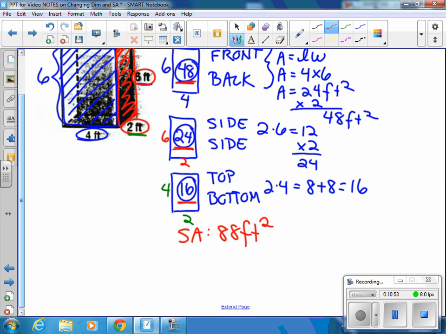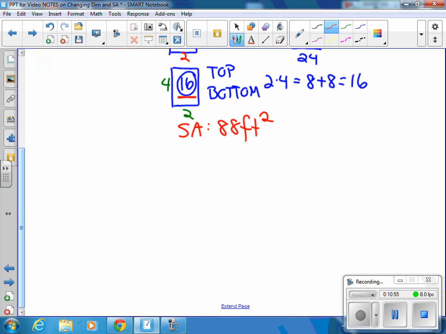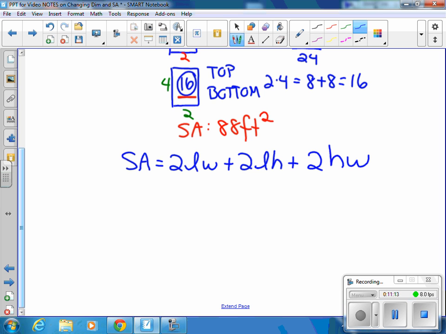Now, we do have a formula that we can use. And if you would prefer to use the formula, you can certainly do that. If you're going to use the formula, though, I'm going to give you another little tip that you need to make sure you do. Surface area, if you look at your formula sheet, it's 2LW plus 2LH plus 2HW. Or it actually might say WH, but it's the same idea.